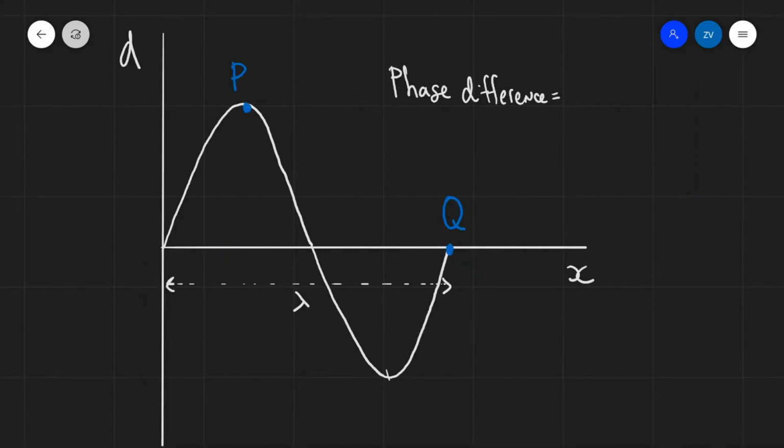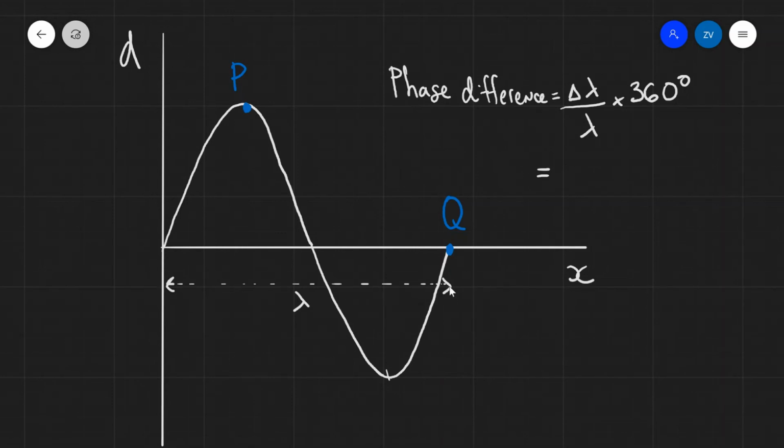Now let's do one more example. We have two more points, P and Q. What is the phase difference between them? Once again, I'm just going to write down my formula, which is the fractional change in the wavelength multiplied by 360 degrees. Now in this case, the two points are going to differ by 3/4 of their cycle.